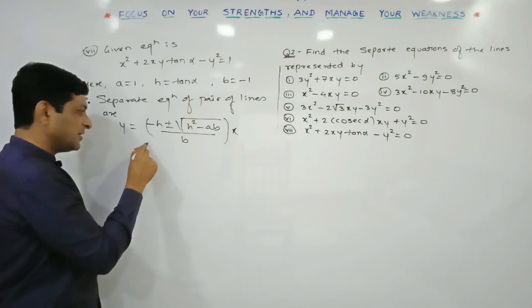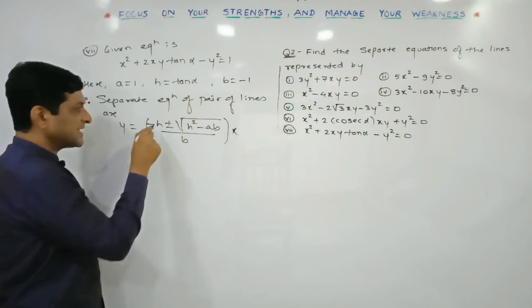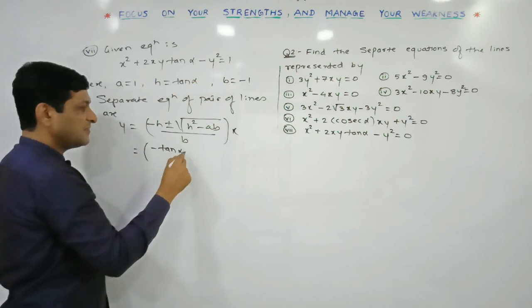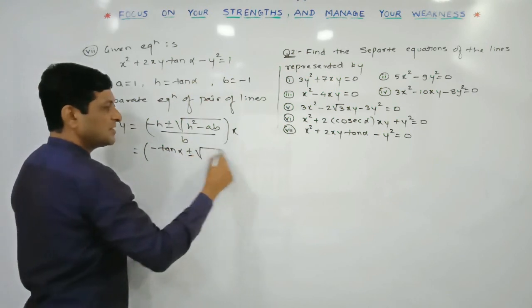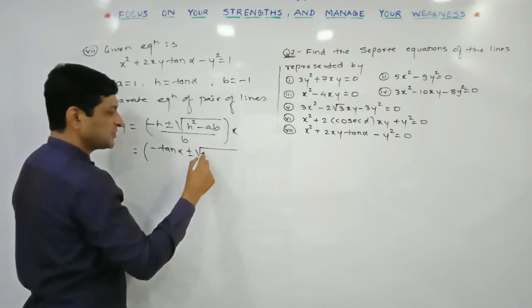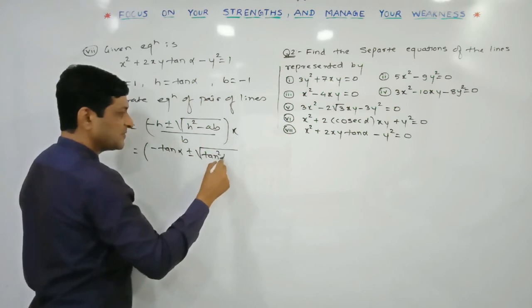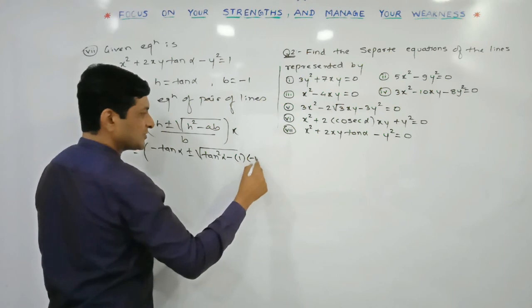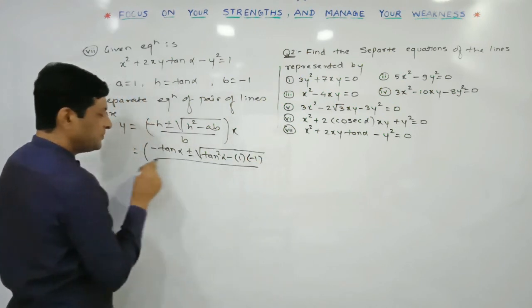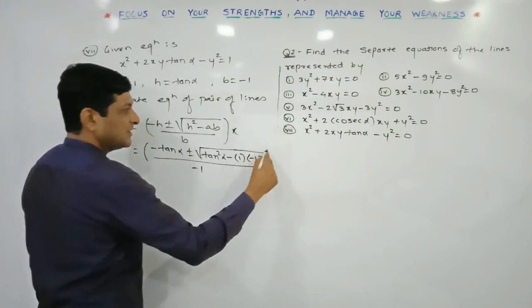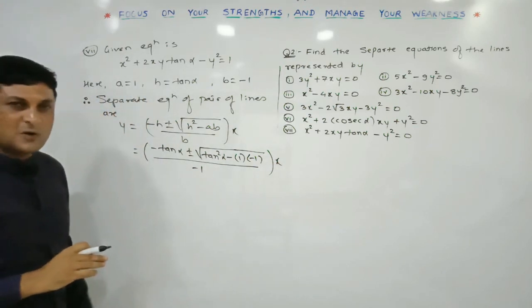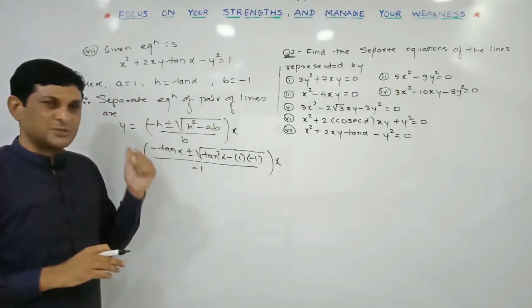So y is equal to, keep minus as it is, replace h by its value. What is the value of h? Tan alpha, plus or minus under root h square. h square means the square of tan alpha, that is tan square alpha, minus a is 1 and b is how much? Minus 1, divided by b. b is how much? Minus 1, into x. In this way we have got one expression after substituting the values.